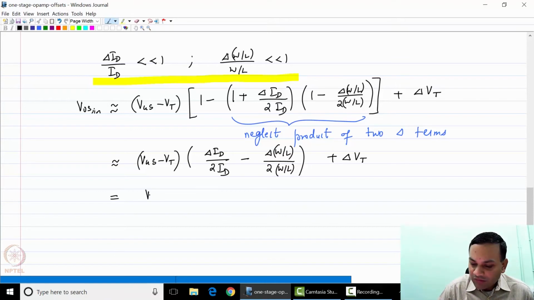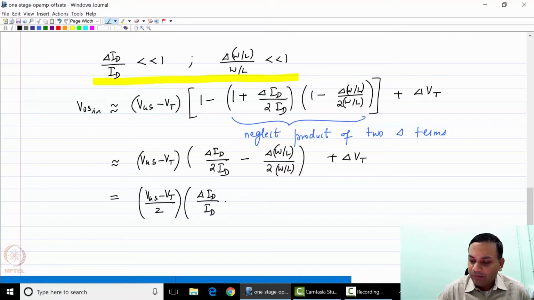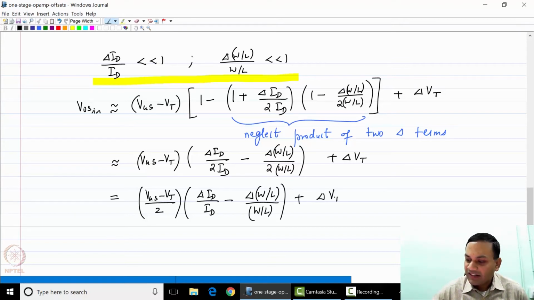So this is of course VGS minus VT by 2 times delta ID by ID minus delta W over L by W over L plus delta VT. Now we realize that the fundamental mismatch is between resistors and between transistors through their VT and W over L. So this particular parameter is not a fundamental mismatch parameter, and therefore we need to extract out delta ID by ID in terms of other fundamental parameters.